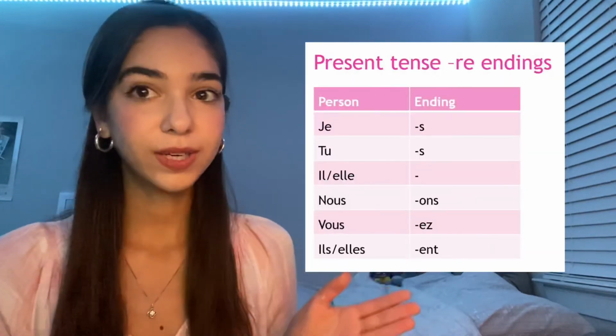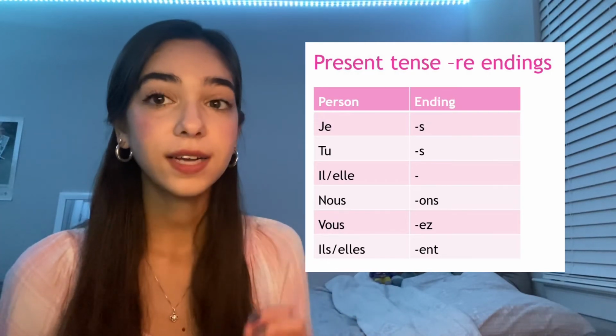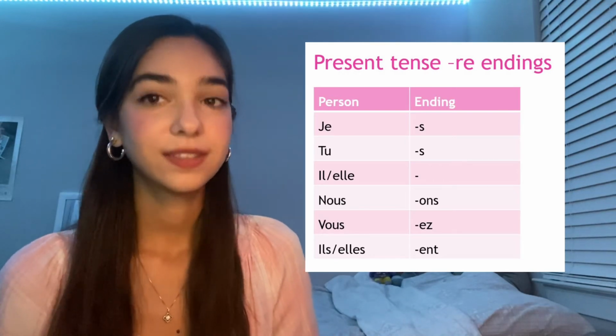So here we have one more time the table with the verb endings. And what you do is you take the RE at the end of the verbs and you attach these endings. Simple enough, right? This will work for all the regular RE verbs in the present tense, okay?